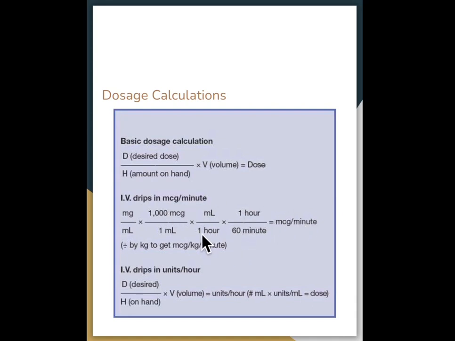If you're using a method of keeping up with your units where you are able to cancel out like units, particularly those in a denominator, as you see the 1 hour here, and a numerator, as you see the 1 hour here, those two would cancel out. So how might that look? A medication is being given in a certain amount of milligrams per a certain amount of milliliters.